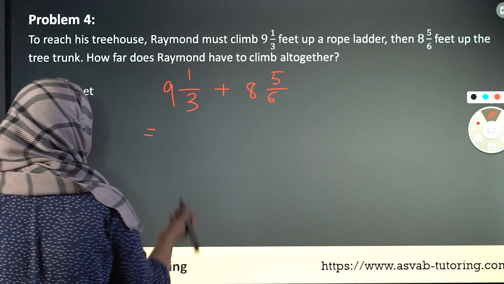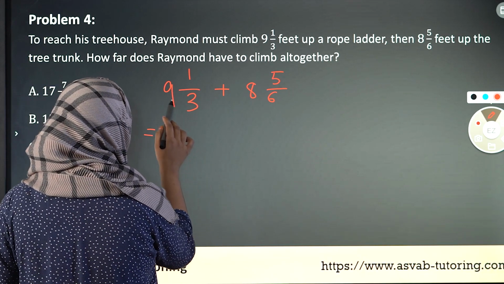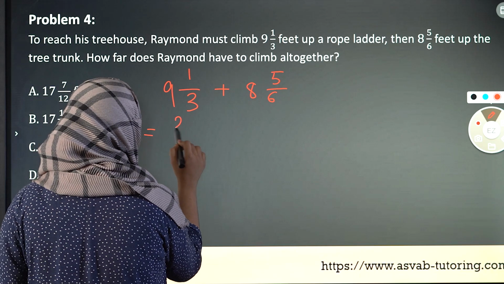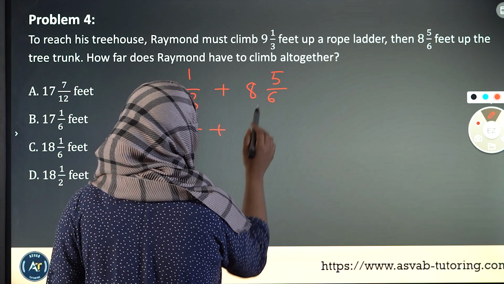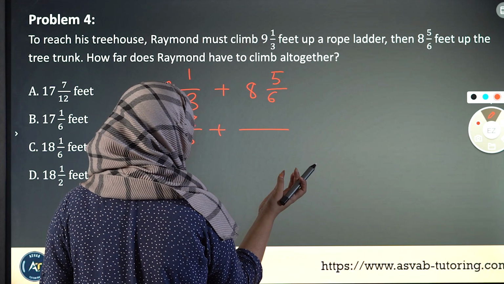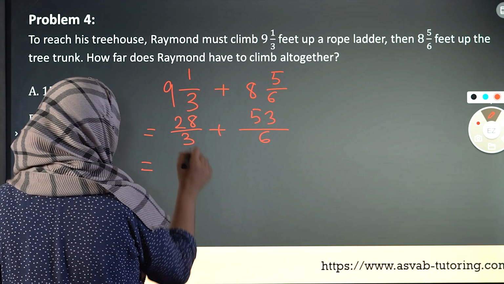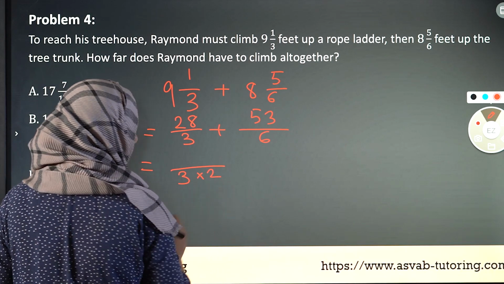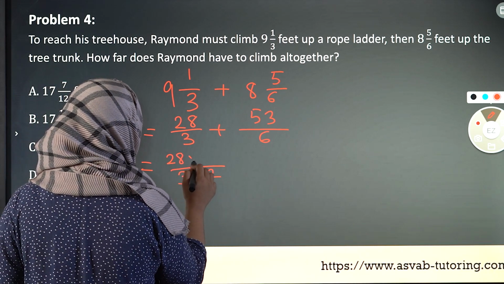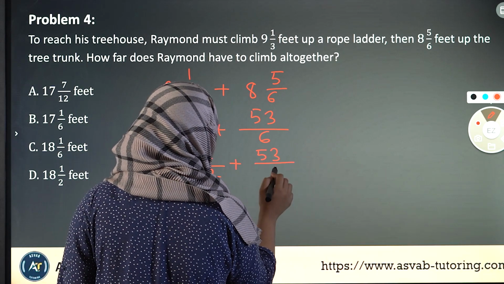To do that, first of all, we need to convert these to improper fractions. How do we do that? We do 9 times 3, which is 27, and then plus 1, so 28. Then we do 8 times 6, which is 48. 48 plus 5 is 49, 50, 51, 52, 53. All right. Then what? We need to put the denominators in the same format, which means that we need to times 2 with this, which means we again do times 2 with this. All right. And then 53 over 6.